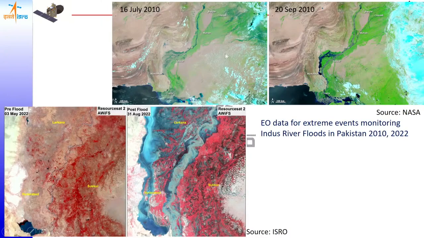Then recently, a lot of heavy rainfall took place in this Indus region. So in 2010 also we had a lot of floods, but in 2022 also, if you see the 31st August and 3rd May image of the Resourcesat, here also you can see this area, a lot of area gets flooded in this particular lower Indus basin. So satellite data will be a valuable tool.